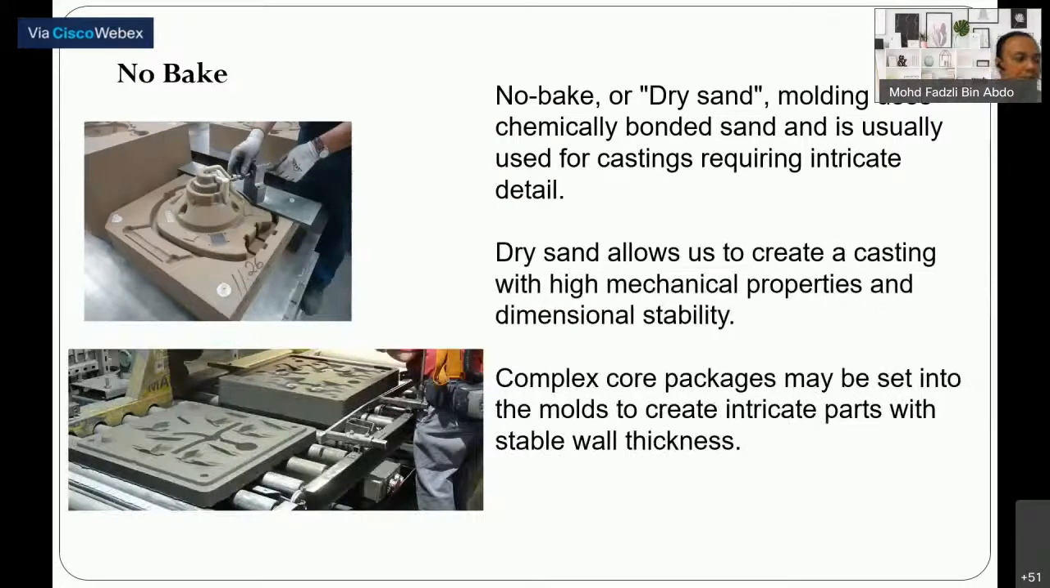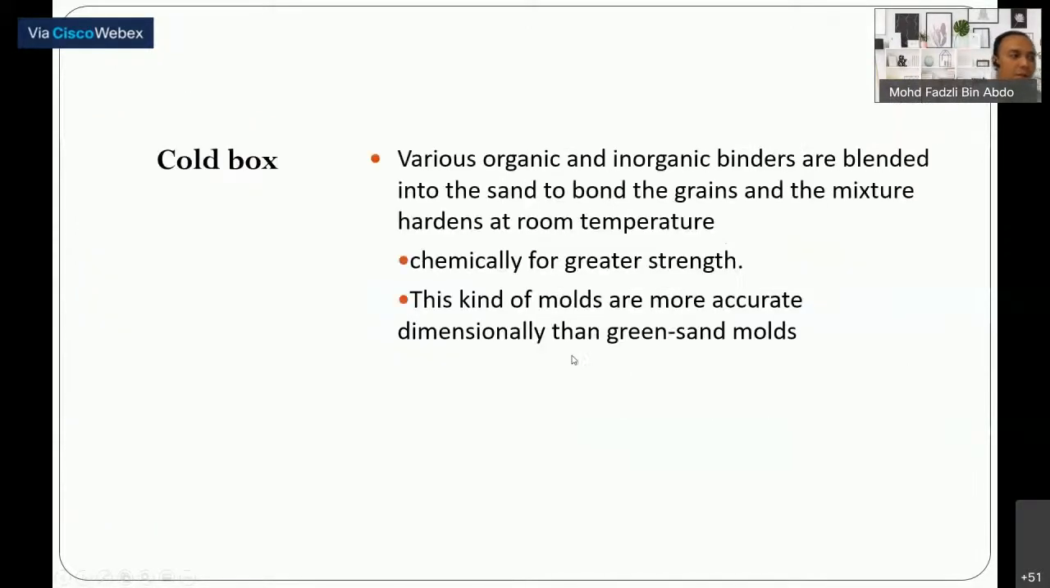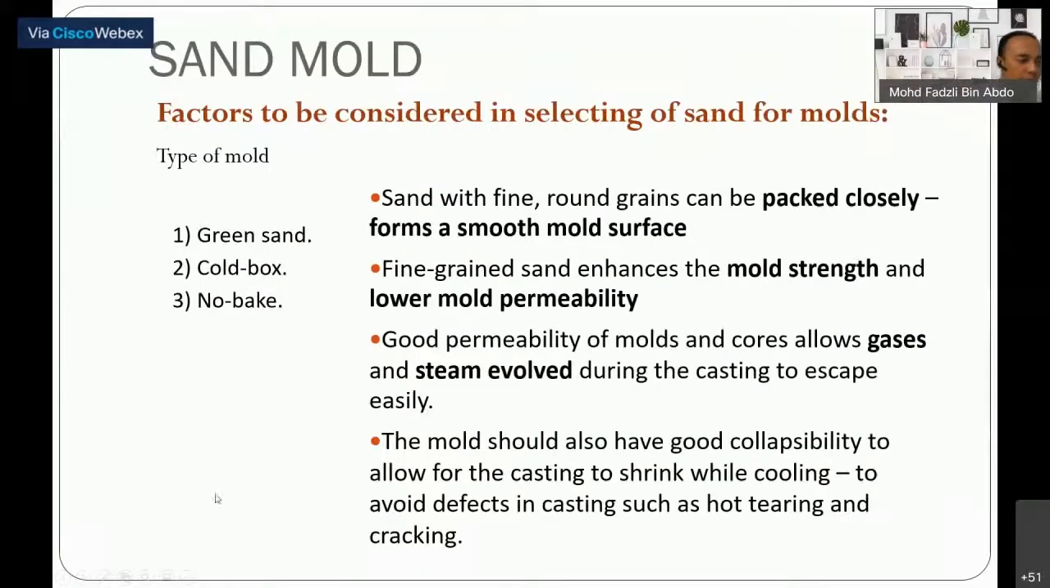Okay. And then this is no bake. No bake or dry sand molding use chemically bonded sand and is usually used for casting requiring intricate detail. Okay. Dry sand allows us to create a casting with a high mechanical properties and dimensional stability. Okay. Complex core package may be set into the mold to create intricate parts with stable wall thickness. So that kalau kita tengok dia punya advantages dia macam ni lah. Ni low advantages, ni high advantages. Okay.